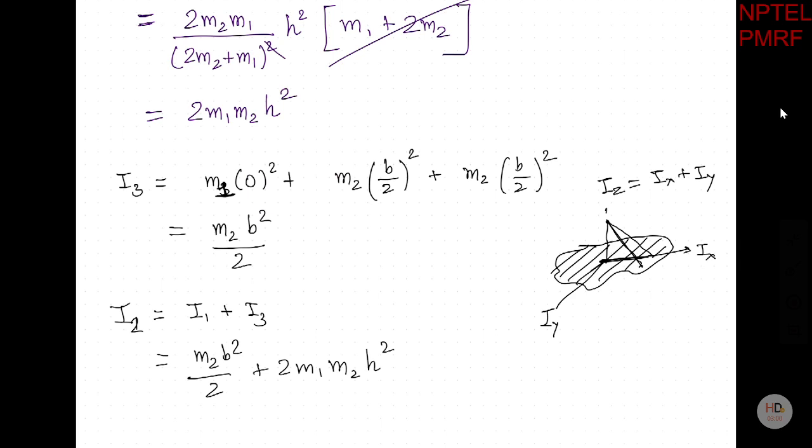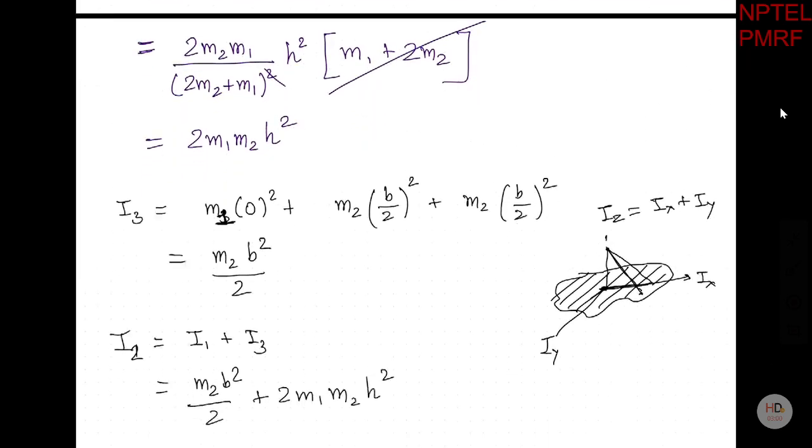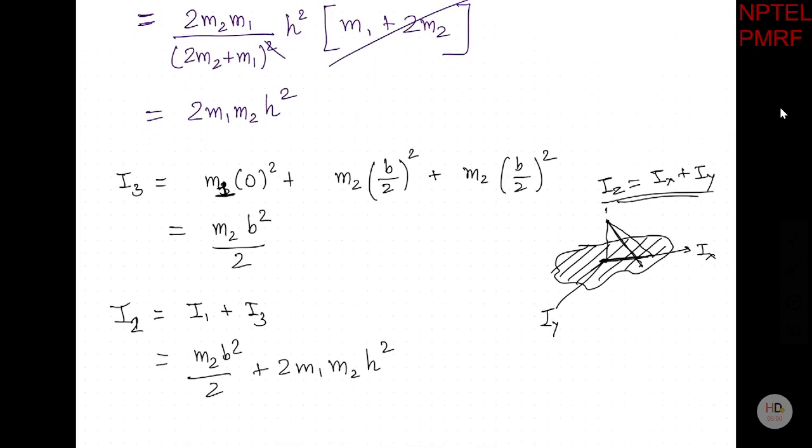Okay, so I just wanted to show how to do these calculations, how to use these kinds of theorems, etc.